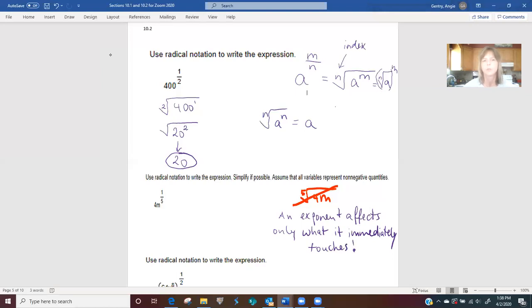The 4 has its own exponent, and it's really a 4 to the first power. So this 1/5 only touches the m. If it's not in parentheses, then the 1/5 only attaches to the m. So it's really 4 times the 5th root of m to the first, which is just m. So that's this in radical notation, and you cannot simplify that further. That's all this wants.